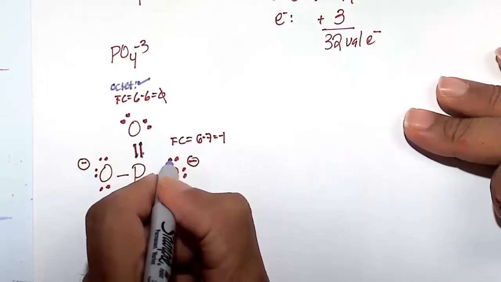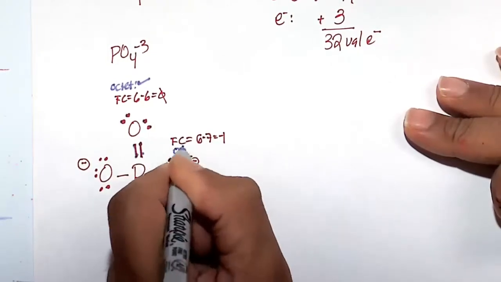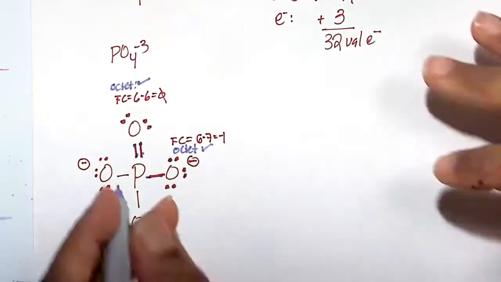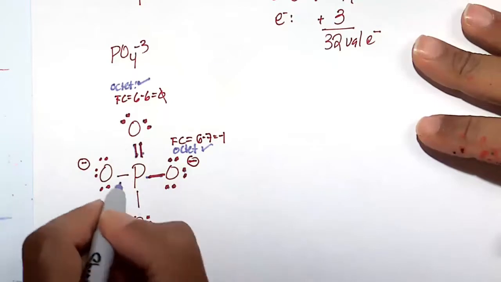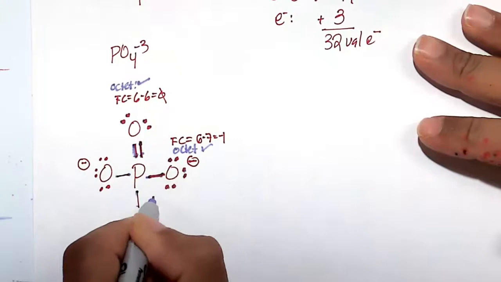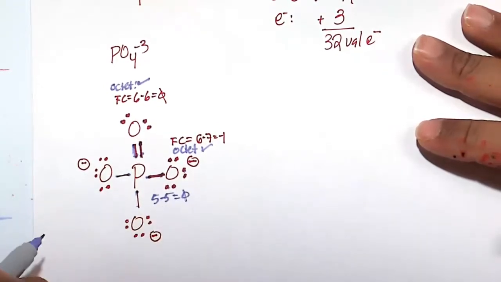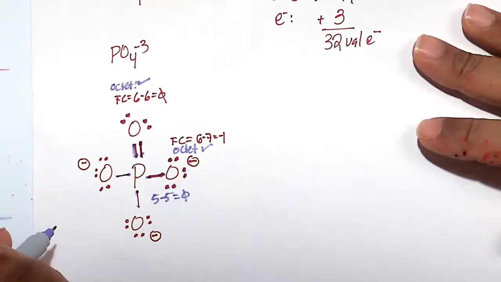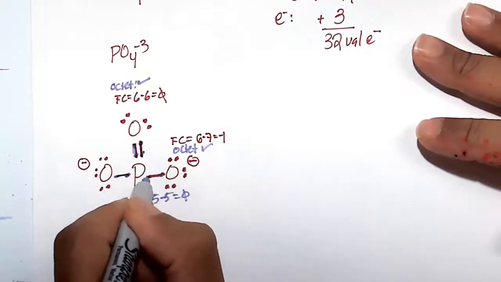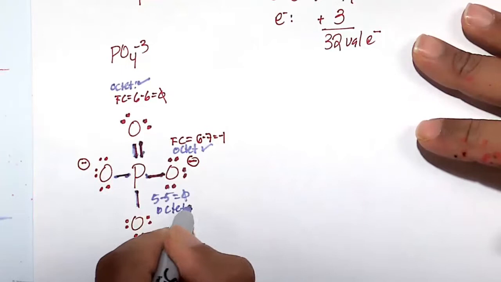How about the single bond oxygen? 1, 2, 3, 4, 5, 6, 7, 8. The octet rule is satisfied for the single bond with the oxygen. Now let's look at the formal charge for this phosphorus. 1, 2, 3, 4, 5. Phosphorus is happy at 5. 5 minus 5 is 0. The only thing here is that this phosphorus has an expanded octet. So 1, 2, 3, 4, 5, 6, 7, 8, 9, 10. So the octet rule is expanded, but that's okay.